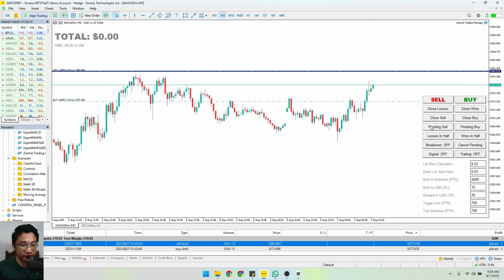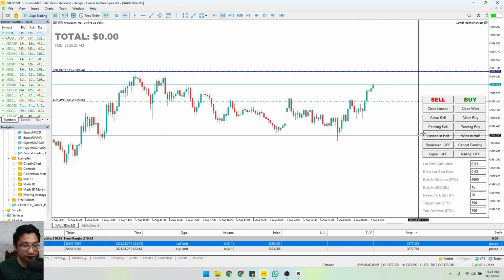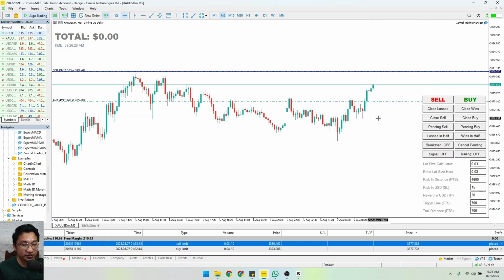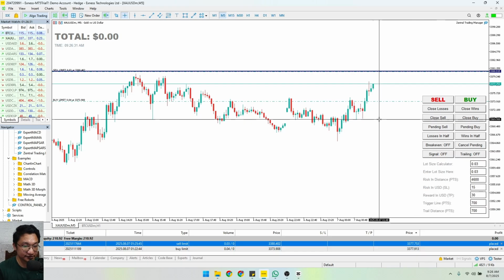So in short, whether you're planning to buy or sell at the market price, always plan your risk distance. Whether you're planning to have a pending sell or a pending buy, always have a risk distance. Always measure it that way.